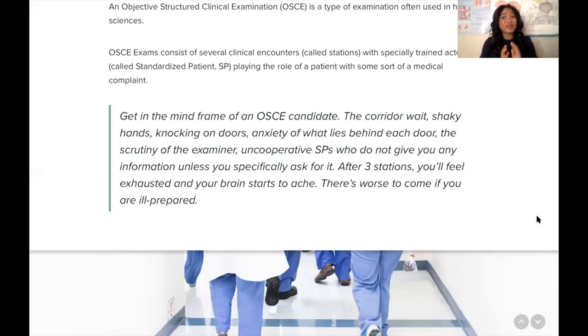The examiner is observing your interaction. So don't be in the mental space where you're interacting with the examiner and the SP is in front of you. You should be interacting with the SP and the examiner is watching you. So that is the mind frame you should be in. After three stations of doing all of this, you're exhausted, your brain starts to ache. And if you're not well prepared, you're going to make more mistakes, because like the Narkoski, there are no breaks. You go from station one to two to three to four, and you're like, where is the break you promised me? And it's all over. That's the end of this exam.